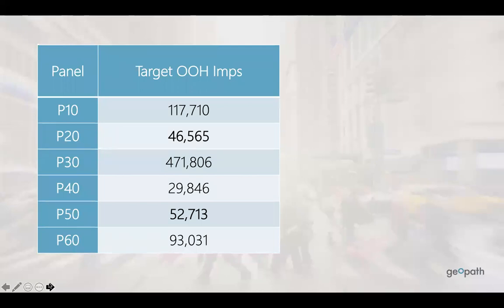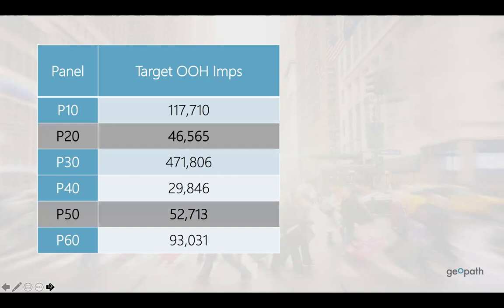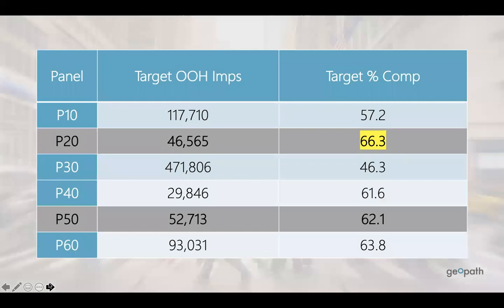So I'll jump to this example and use that to try to illustrate what I'm talking about here. Here's a list of just some random units, random panels, and you could see varying impression levels. P30, obviously, is the most at 471,000, but you look at two units in particular, P20 and P50, right? While they may not have the most impressions, if you look at their composition, they have a pretty high composition, right? So 66, they're among the highest, P20 in particular is the highest among this group of units that we're looking at.